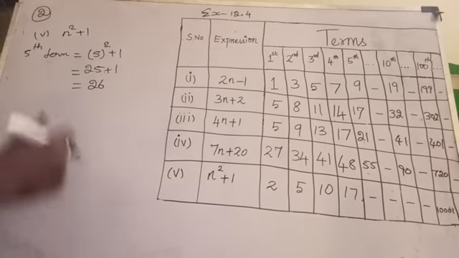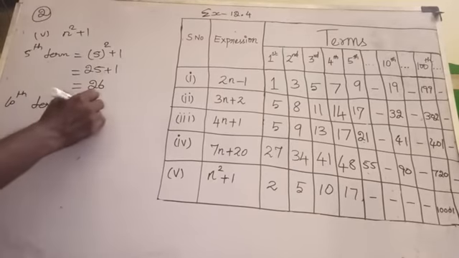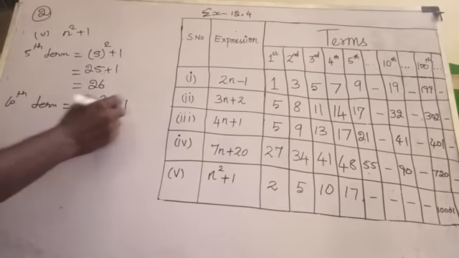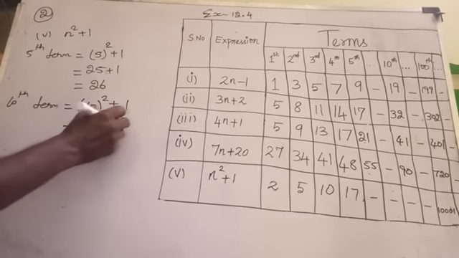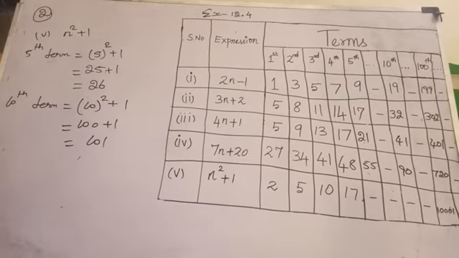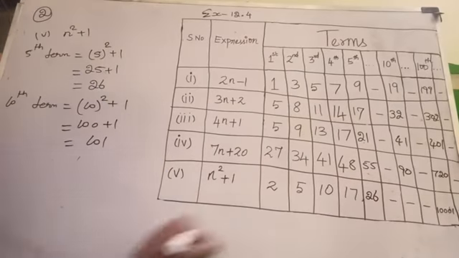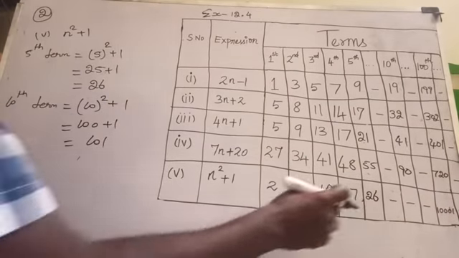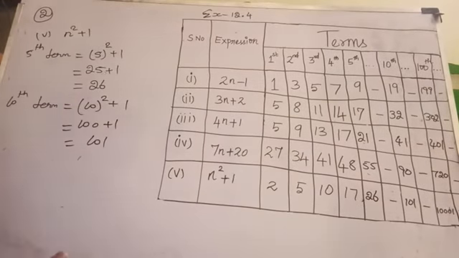And then you have to find the 10th term. That is 10 square plus 1. 10 square is nothing but 10 into 10. 10 tens are 100 plus 1, which is equal to 101. So the fifth term of the expression n square plus 1 is 26. The 10th term of the expression n square plus 1 is 101. Am I right, dear?